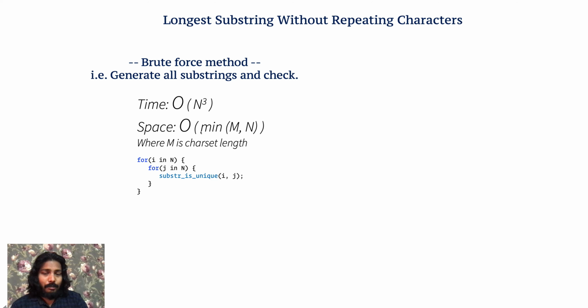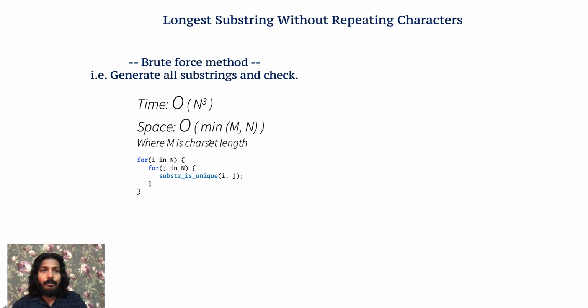And the space complexity, in the worst case scenario, will be having the whole string in memory, or the whole char set, which means the ASCII characters, right? The whole char set in memory. So we're going to take the minimum of it. In any scenario, we won't exceed the char set length, right? So this is the space complexity.